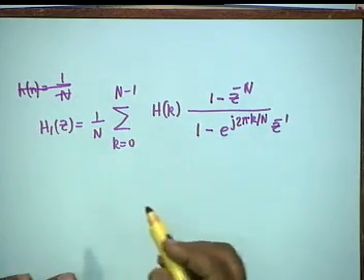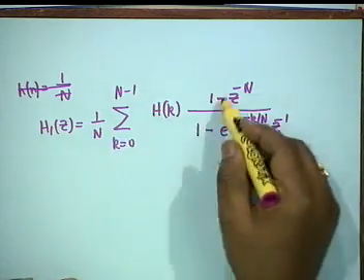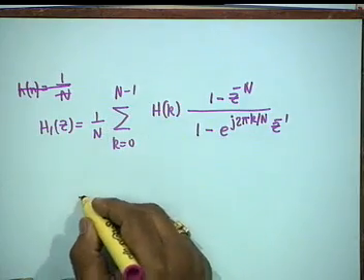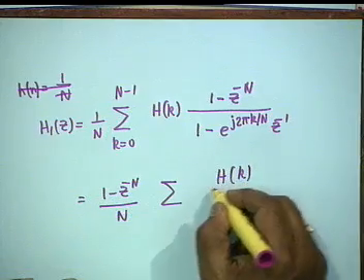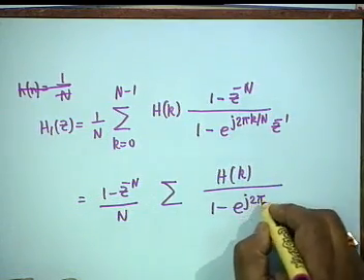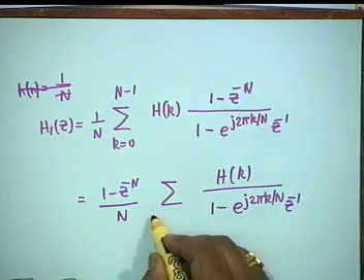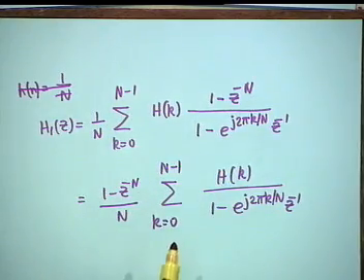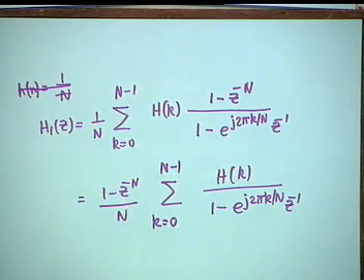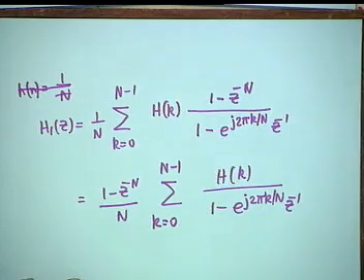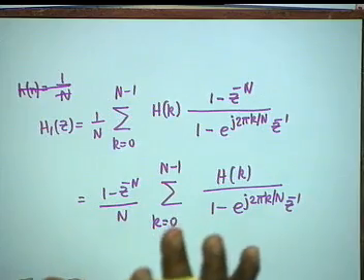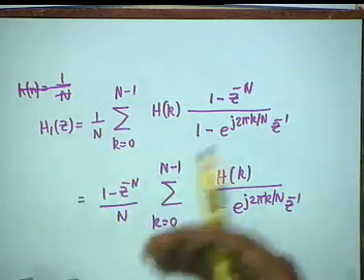Agreed? And see, this 1 minus z to the minus n is independent of k, and therefore you can bring this out: 1 minus z to the minus n by n, summation h k divided by 1 minus e to the j 2 pi k by n z inverse, k equal to 0 to n minus 1. Alright, so you do not have to calculate h of n. In order to calculate H1 of e to the j omega, you can simply use this formula directly from the obtained samples h k. Agreed? You do not have to go via media. Via media was gone through to introduce you to the concept.